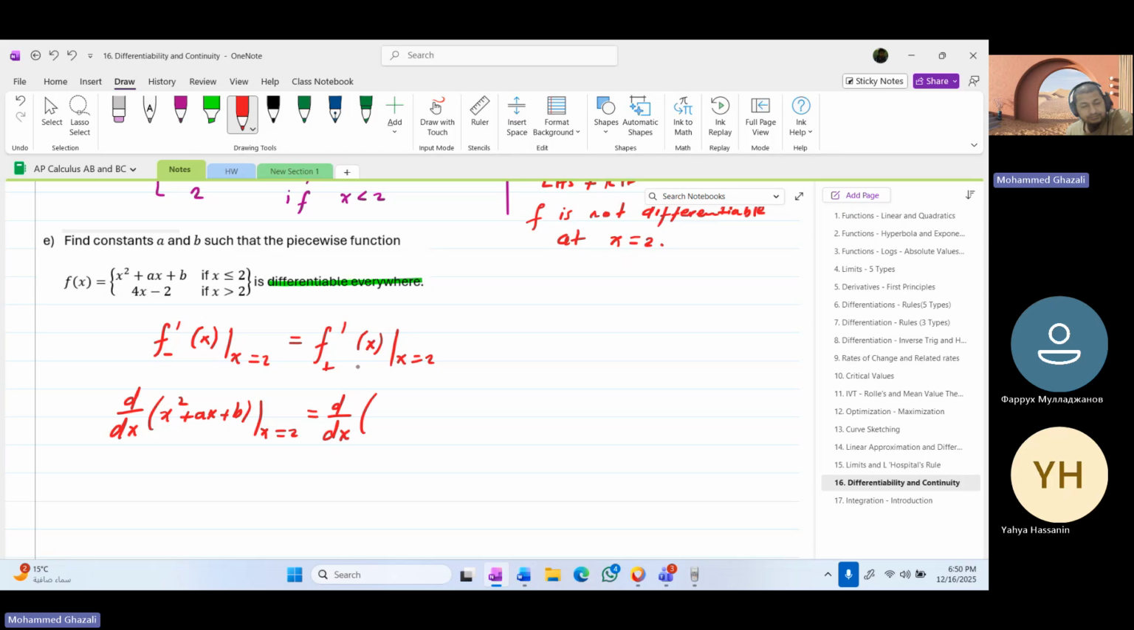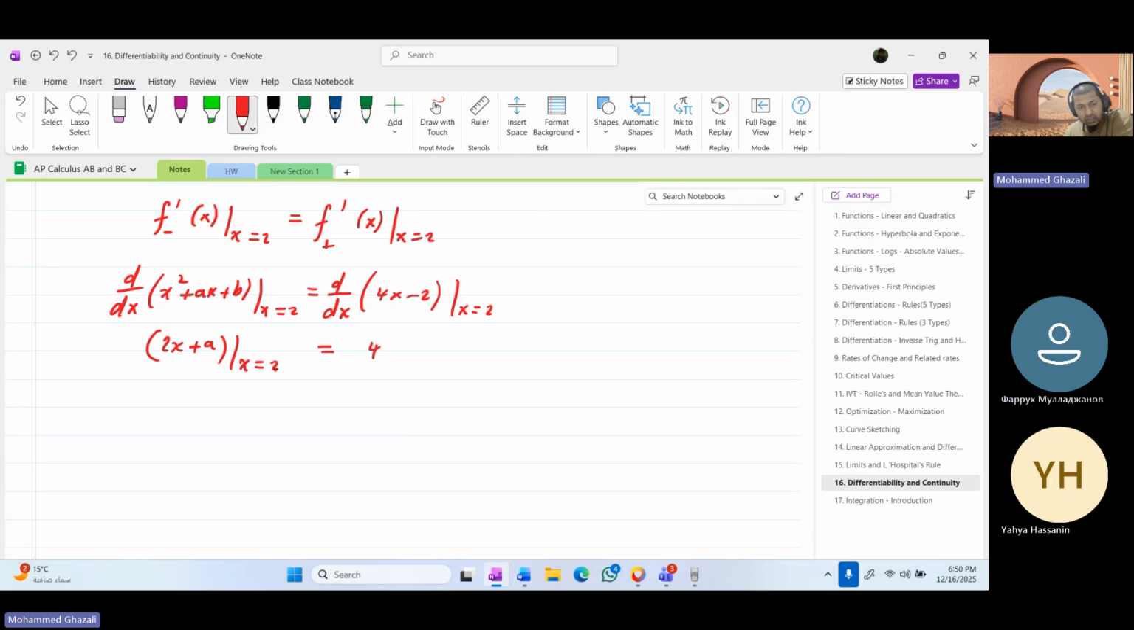And what's the function here? 4x minus 2. From 4x minus 2, yes. So the derivative of x squared will be 2x, plus a, plus 0. And the derivative of the right side will be 4. No need to substitute that there, all right? Because that's not a function. If you substitute 2 inside this derivative function, 4 plus a is equal to 4, so a is equal to 0. Great. We got the value of a.